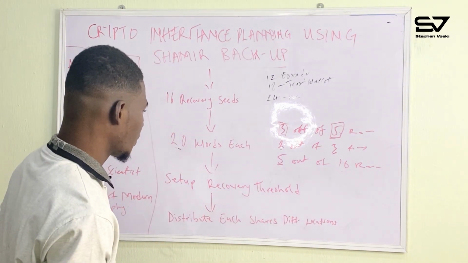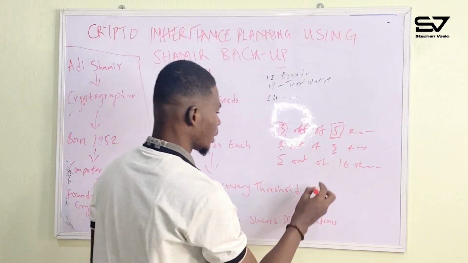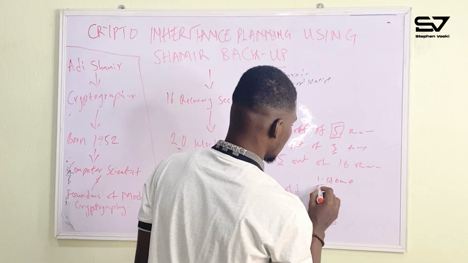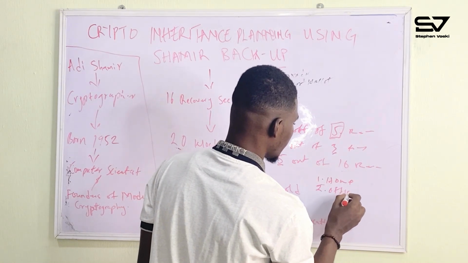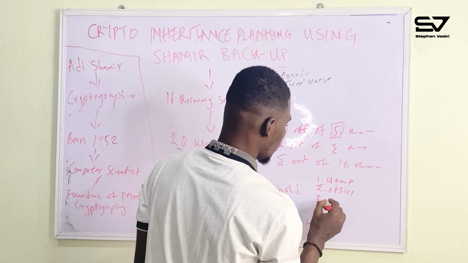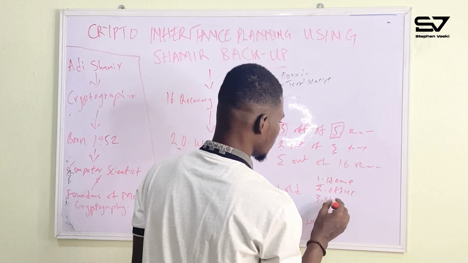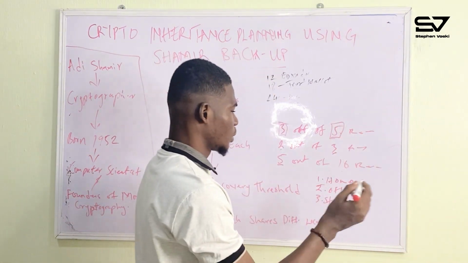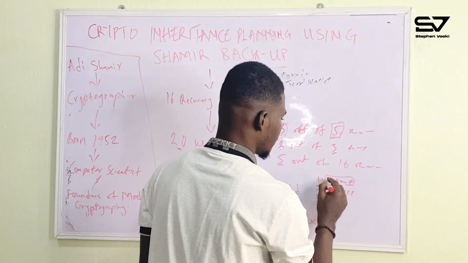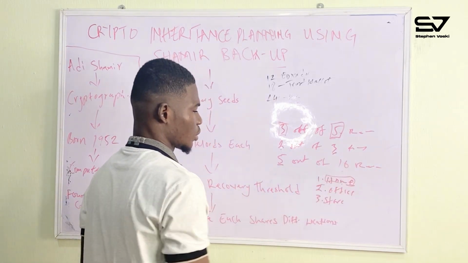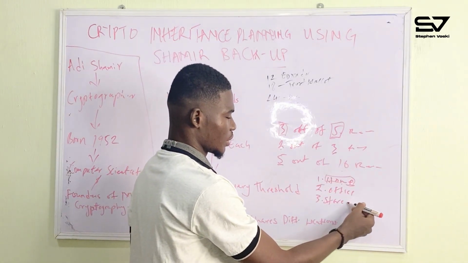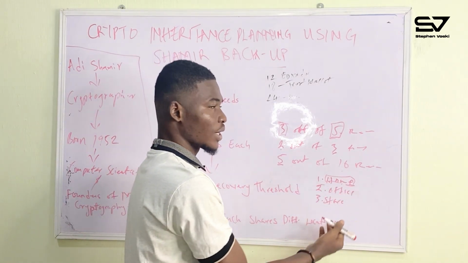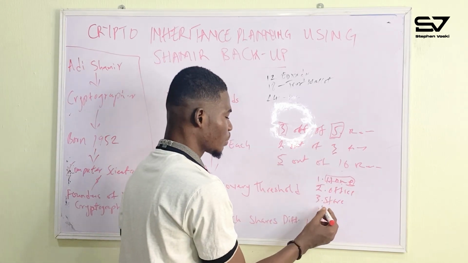You can decide to keep one share at home, one in the office, and one at your store, probably, because you don't know, maybe God forbid your house catches fire and gets burnt. You still have other pieces of it somewhere else. Even as you keep it in different locations, you can as well give it to different people.